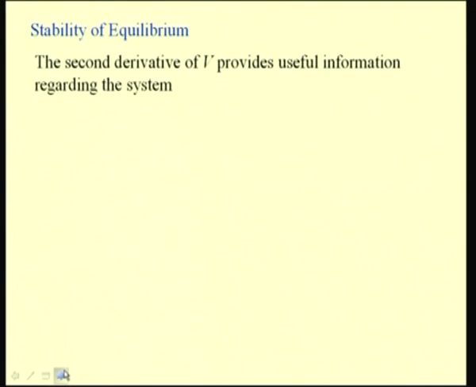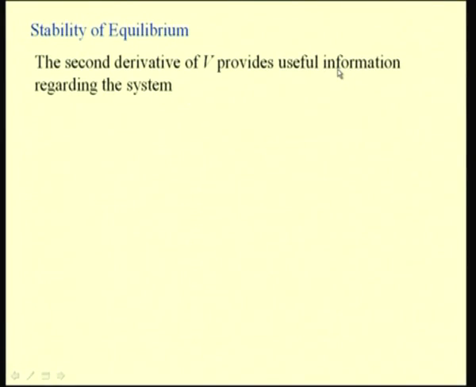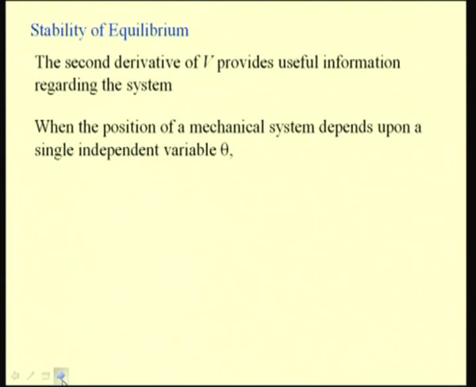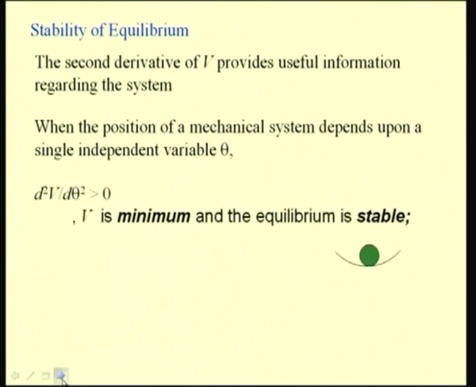The second derivative of this potential energy function, in case it is a single degree of freedom system having a coordinate theta, then V is a function of theta. So, the second derivative of this function provides useful information regarding the stability of the equilibrium. So, if the configuration of the system depends on the independent variable theta, then the second derivative is d square V by d theta square, and the sign of this quantity is useful in analyzing the stability of equilibrium. So, if it is greater than 0, then the potential energy is minimum and the equilibrium is stable.